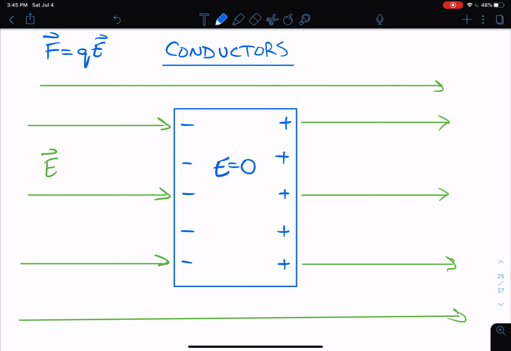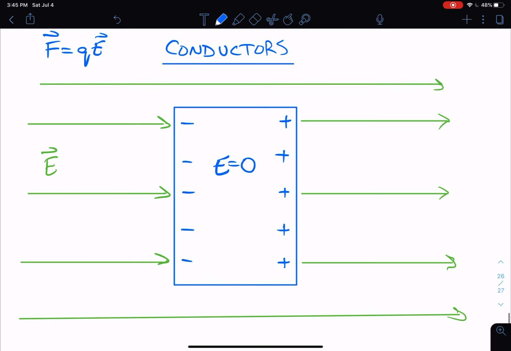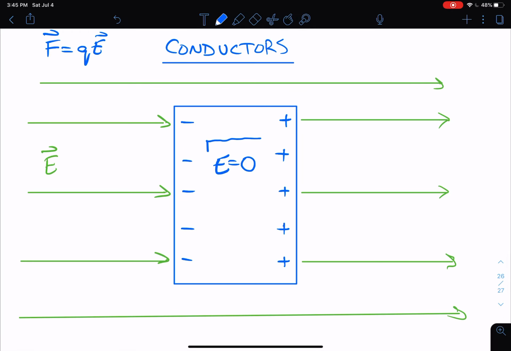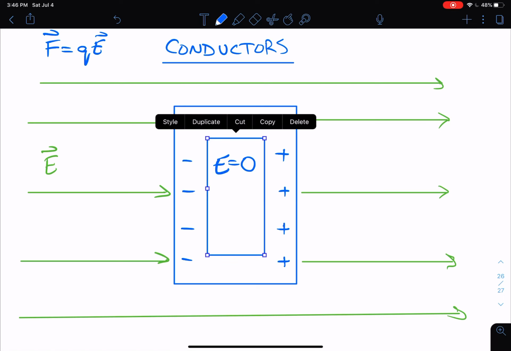And we can take it a step further. We could hollow out this block. So imagine I just cut out this huge portion here. If I hollow it out, this region here, the center, is still going to have no electric field there. The electric field is still going to be zero there.